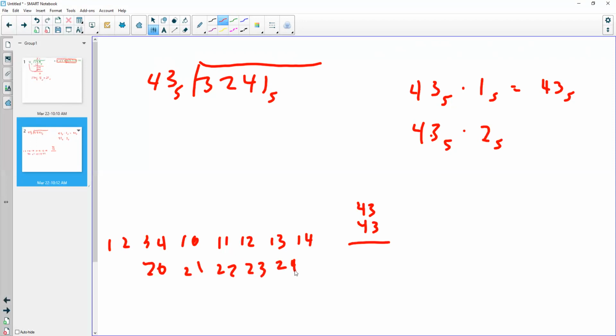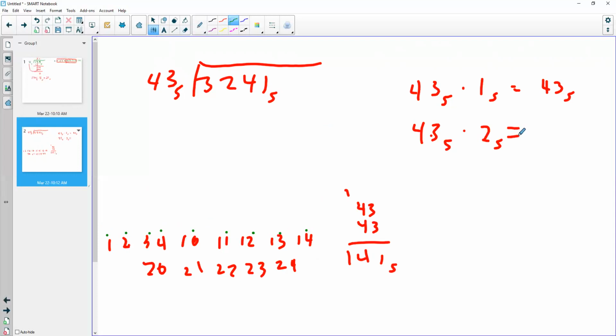Well, 3 and 3 would be 6. 1, 2, 3, 4, 5, 6. That's the same as 11. Put down the 1, carry the 1. 4 and 4 is 8, plus 1 is 9. 1, 2, 3, 4, 5, 6, 7, 8, 9. That's the same as 14. So that would be 141 in base 5. Okay, so far, so good.